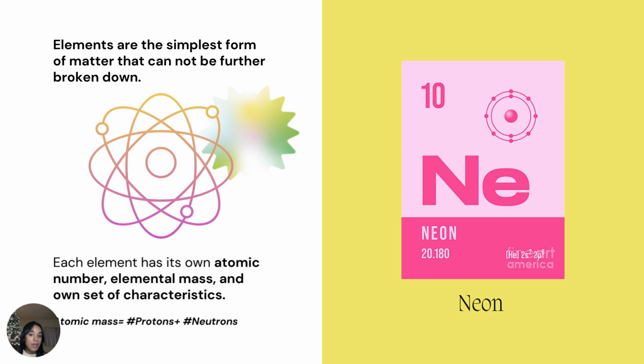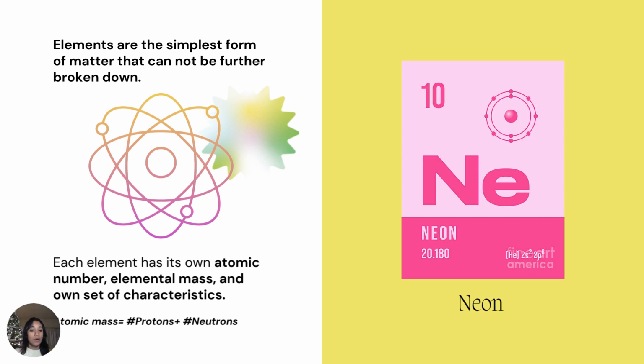Each element has its own atomic number, elemental mass, and own set of characteristics. The atomic mass is basically how much one mole of an element weighs. The atomic mass accounts for the protons and the neutrons, so just the weight of the nucleus and not the electrons on the inside.